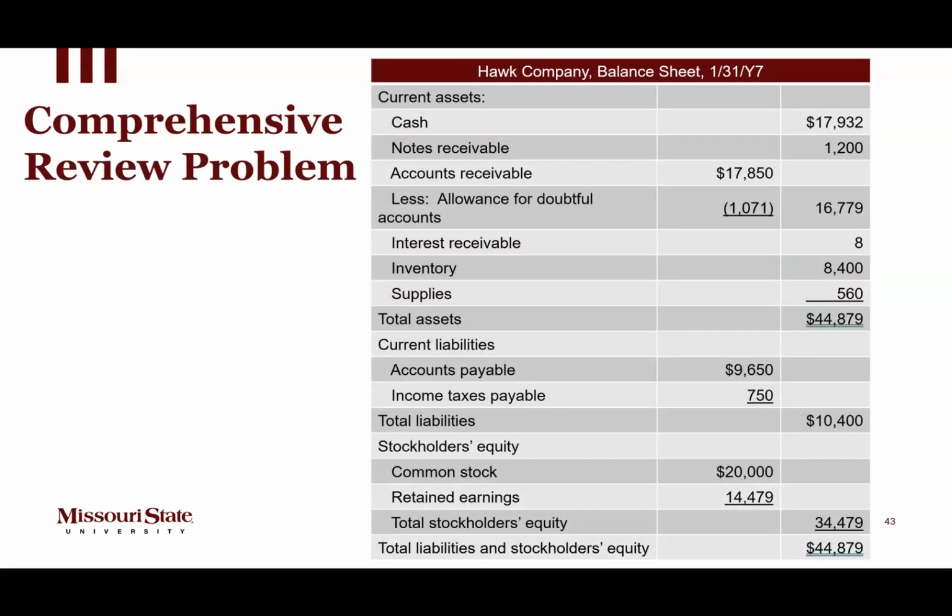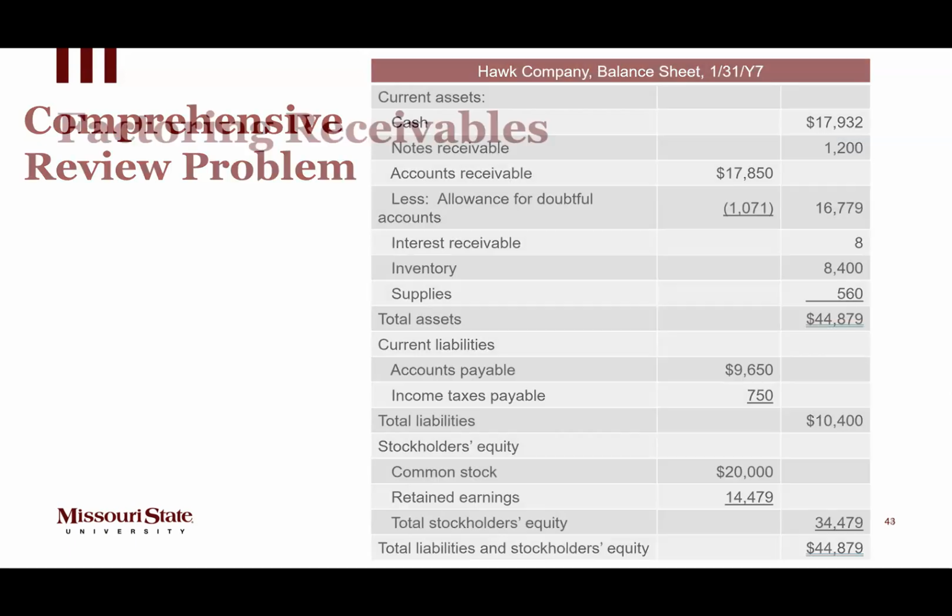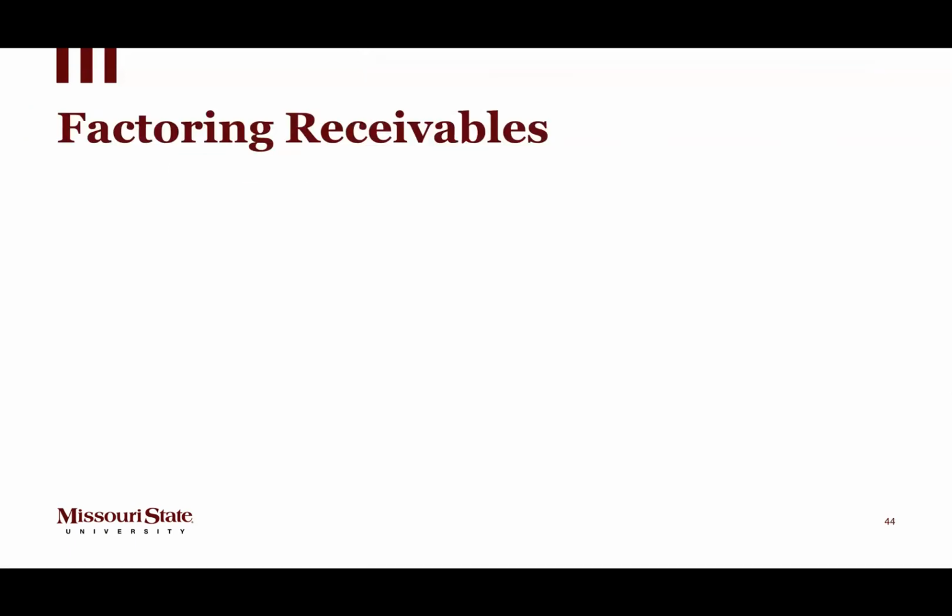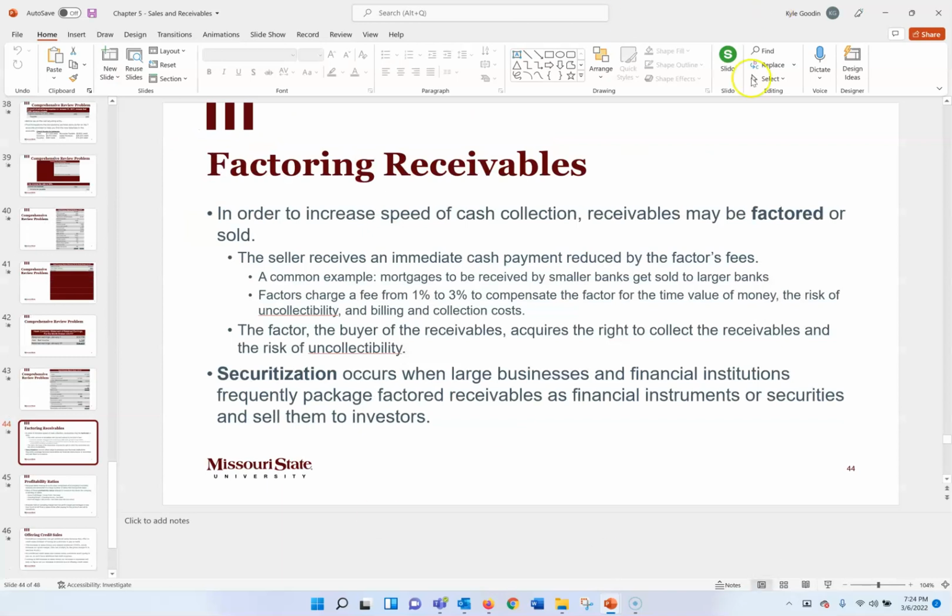Okay. Now, this is the balance sheet. Notice that our new ending retained earnings is there at the bottom, $14,479. We can see that our total assets and our total liabilities and stockholders' equity are in balance, so our balance sheet is good. Okay, that is it for the comprehensive reviews.